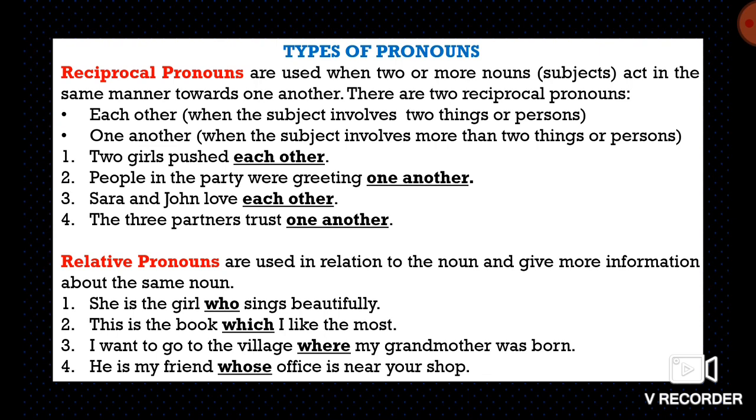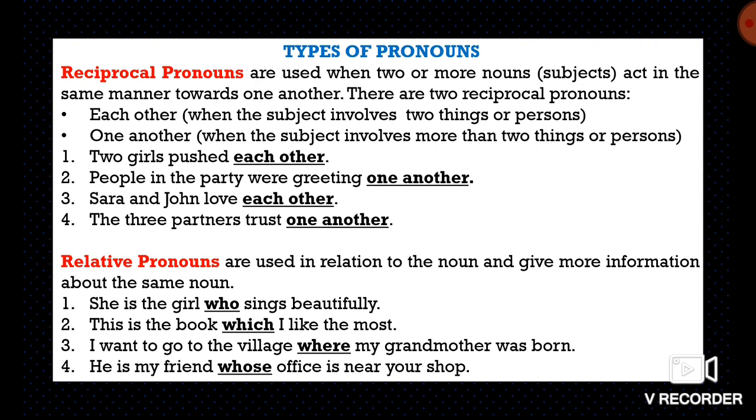Right. Now, next type is relative pronouns. Relative pronouns are used in relation to the noun and give more information about the same noun. I repeat, relative pronouns are used in relation to the noun and give more information about the same noun. Examples are, she is the girl who sings beautifully. Second, this is the book which I like the most.